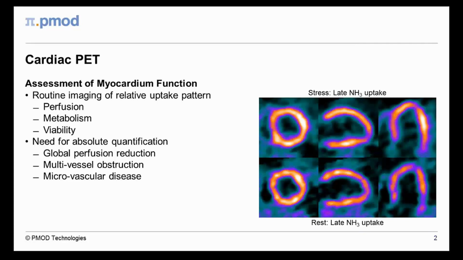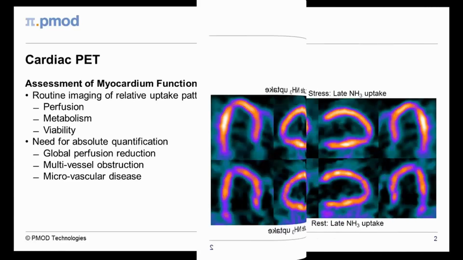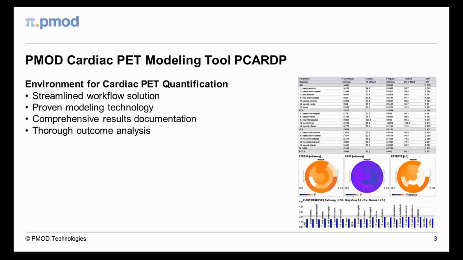In these cases, PET images must be acquired dynamically and analyzed with sophisticated techniques. Our cardiac PET modeling tool facilitates the quantification of dynamic cardiac PET images. The user is guided through a sequence of processing stages in a streamlined workflow. Quantification is performed on the basis of our proven kinetic modeling technology. The results are summarized in comprehensive reports and can be saved for further analysis. A variety of tools are available for the investigation of the outcome, supporting all needs arising in cardiac research environments.